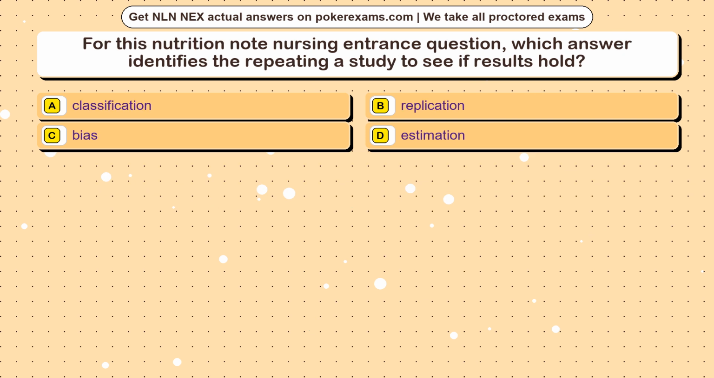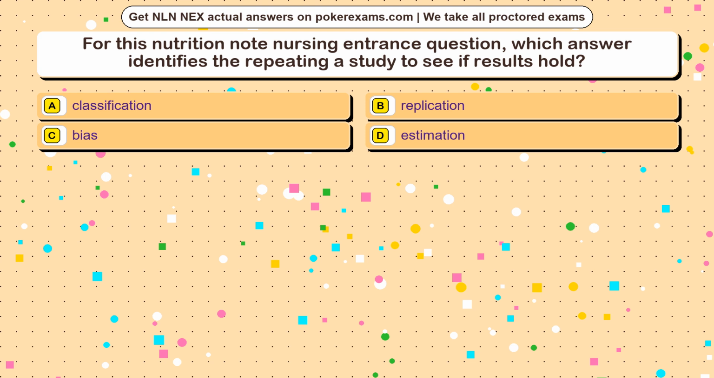Question 13. For this nutrition note nursing entrance question, which answer identifies the repeating a study to see if results hold? Option A, classification. Option B, replication. Option C, bias. Option D, estimation.